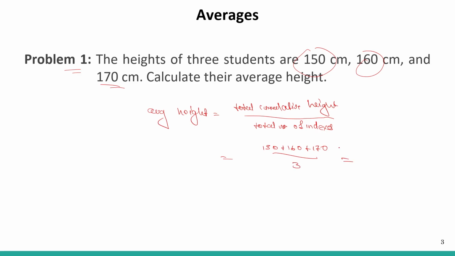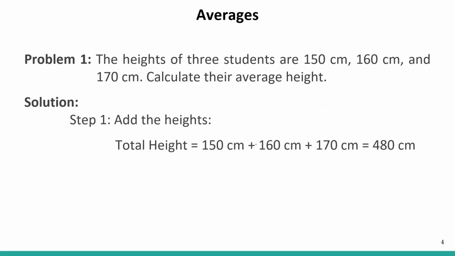So how much will this be? This will be 480 by 3. So this will be 160. The answer will be 160. The average height of the three students will be 160. So 160 centimeter is the average height of all these three students.